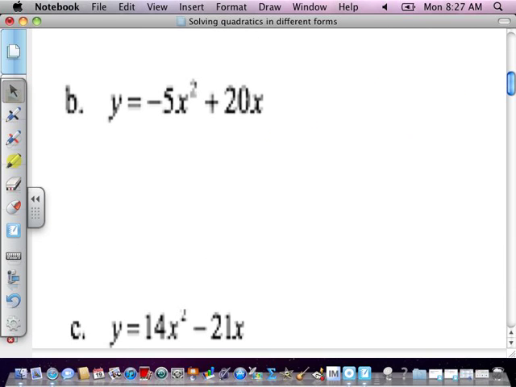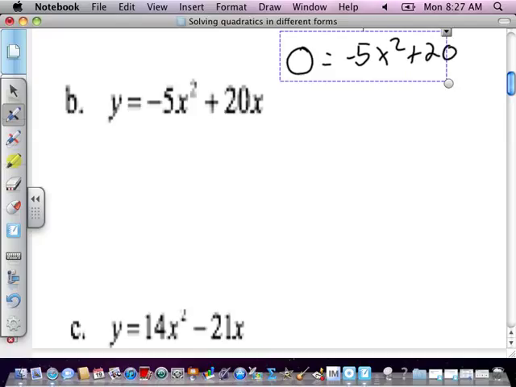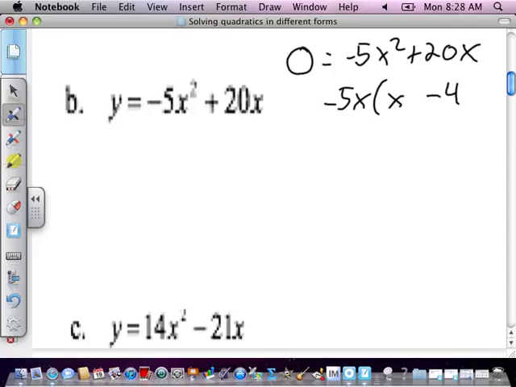Okay, let's look at B. First thing, let's find the roots. I'm going to set it equal to 0. What does negative 5x squared and 20x have in common? They have two things. What two things? Negative 5 and x. So if I pull out a negative 5, this becomes x, this becomes negative, right? Because a negative times negative gives me a positive. Negative 5x times what? 4, good. This equals 0. And then the roots should be pretty easy.